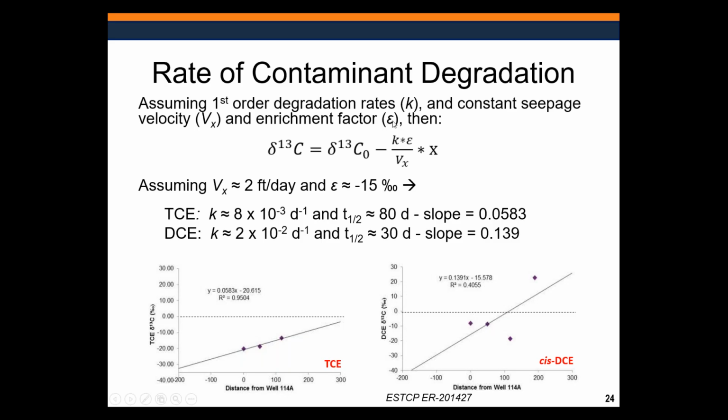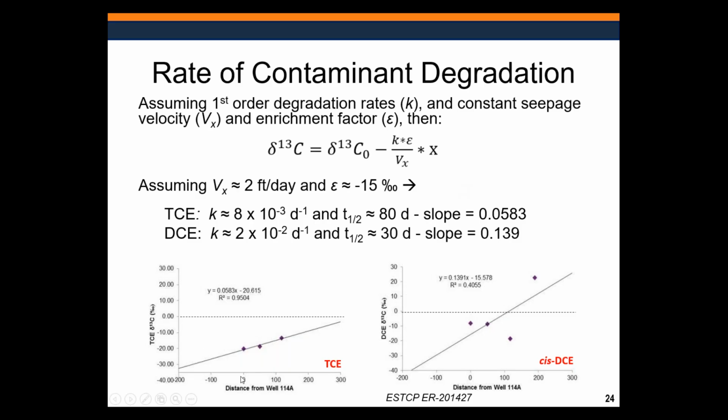And an enrichment factor, and you can play with this with a range of enrichment factors. In this case, we assume -15 per mil, and that's going to be fairly conservative. As I showed you before, if we assume this is reductive dehalogenation going on, we had enrichment factors up to -25 per mil. So essentially what we do is we plot this out.